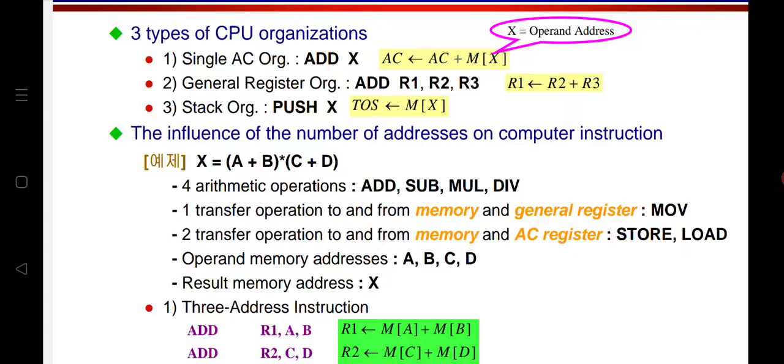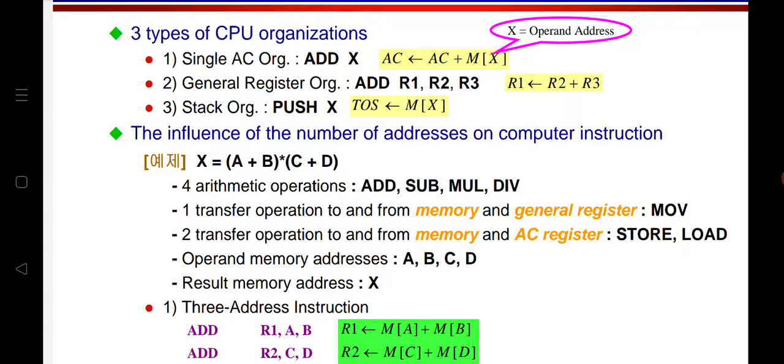Whenever I want to transfer data from register to memory, or memory to register, I will be using an instruction called the move instruction, which is nothing but MOV. Next, transfer operations to and from memory and the accumulator register. The first type of transfer is from memory to any register, and for that we will be using a move instruction.